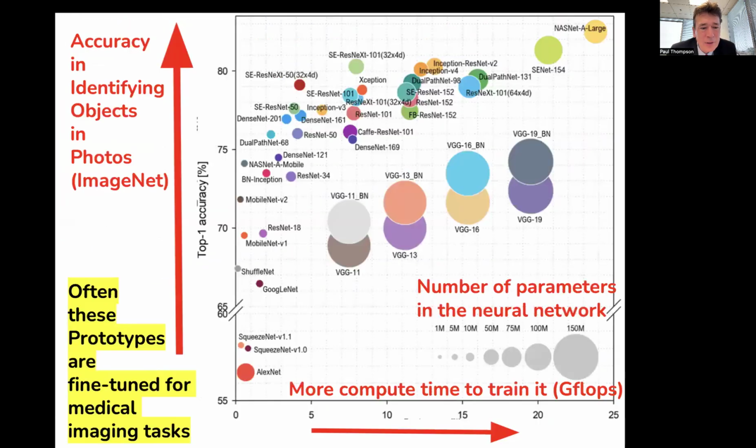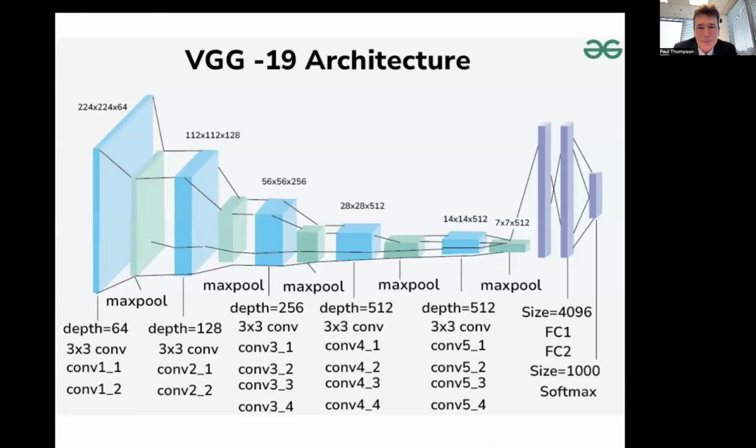So one of the things that you can do with these prototypes is you can say, how long do they take to train? How much compute time do they need? Does their accuracy depend on the number of parameters in the neural network? You'll see some CNNs called VGG19, which have a huge number of parameters, but actually quite slim neural networks with fewer parameters, which are more efficient to train, can do better. So often these prototypes are fine-tuned for medical imaging tasks, and we'll talk a little bit about that.